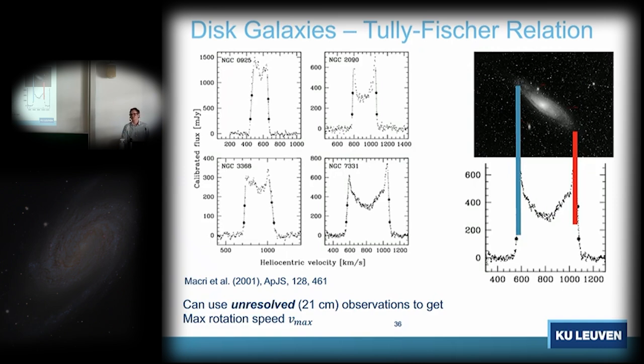This is analogous to, for example, how you derive projected rotational speeds of stars as well. You don't use the 21 centimeter line for that though, but that's a different story.